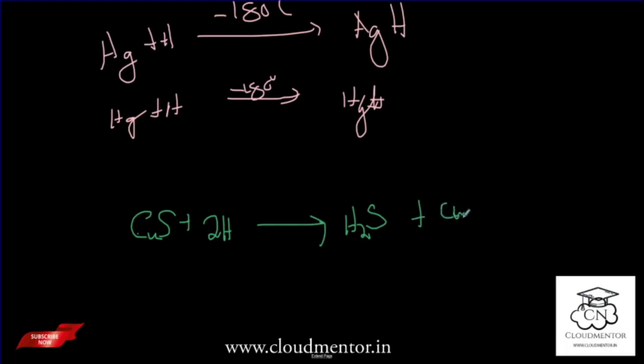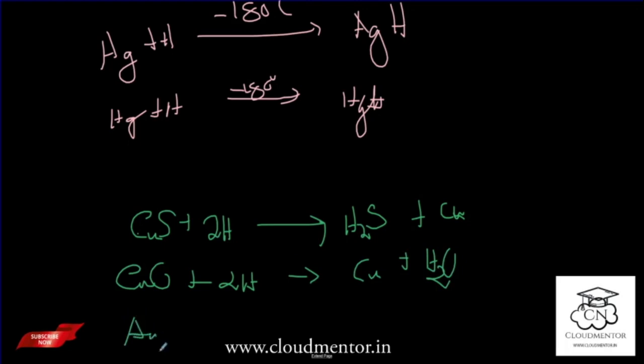It is reduced to copper, and CuO also reacts with it to give copper, that is the reduced form, and also AgCl. AgCl reacts with hydrogen to give Ag and HCl.